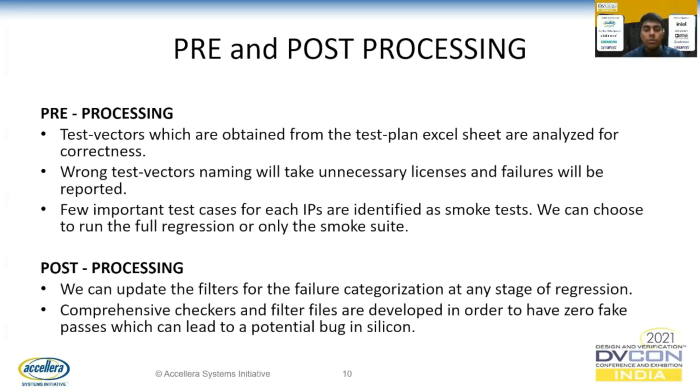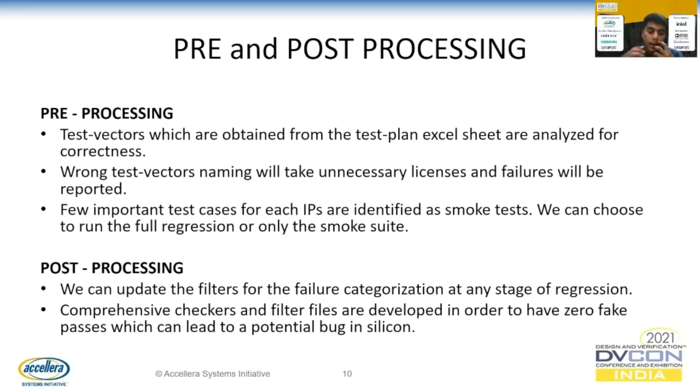Very few important tests are selected as smoke tests. Only these few tests are launched when a major RTL change takes place. For example, instead of running 300 tests, one test is selected as a smoke test, and that test is run. If that fails, that means the remaining 299 tests would also end up failing. This way we can avoid using more licenses.